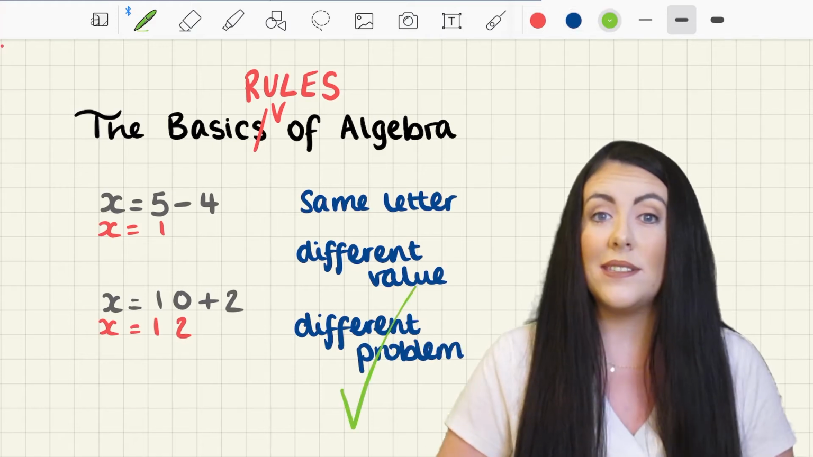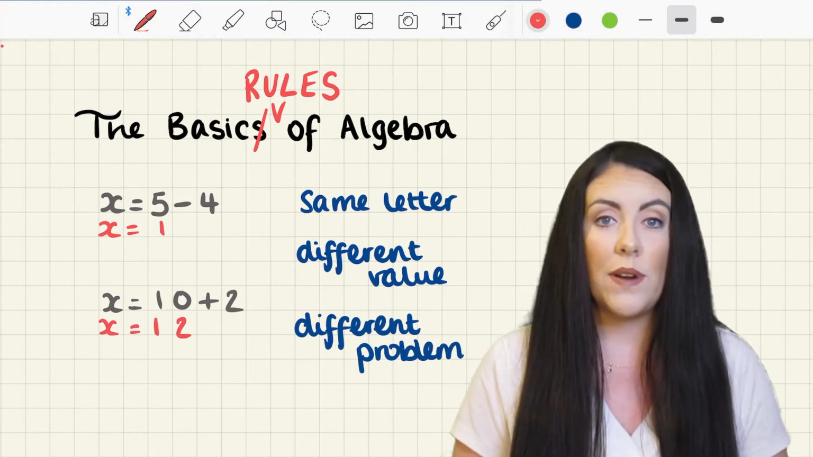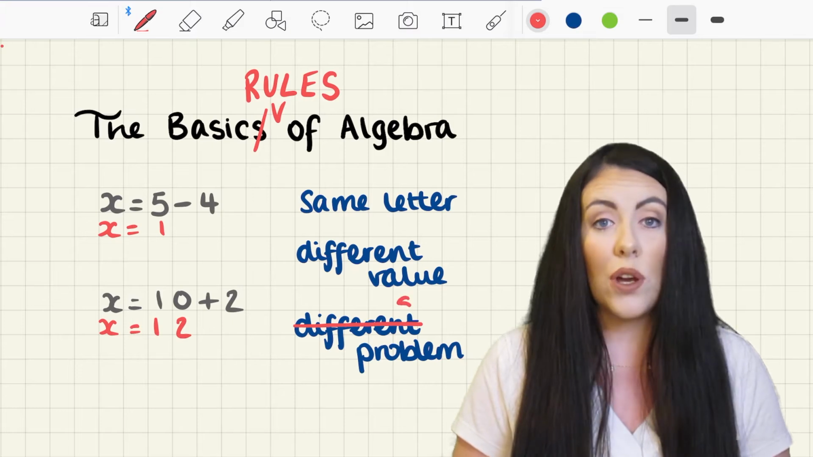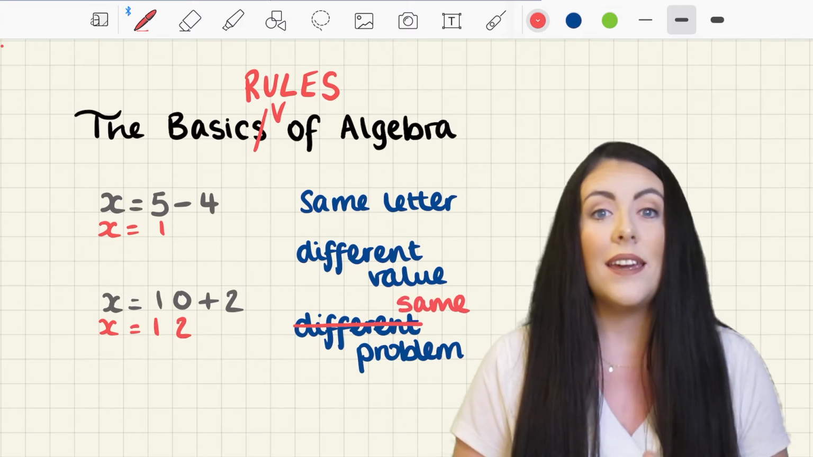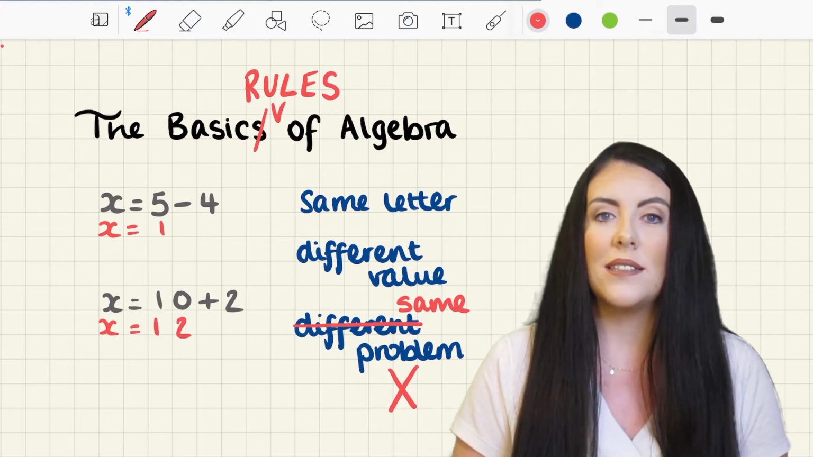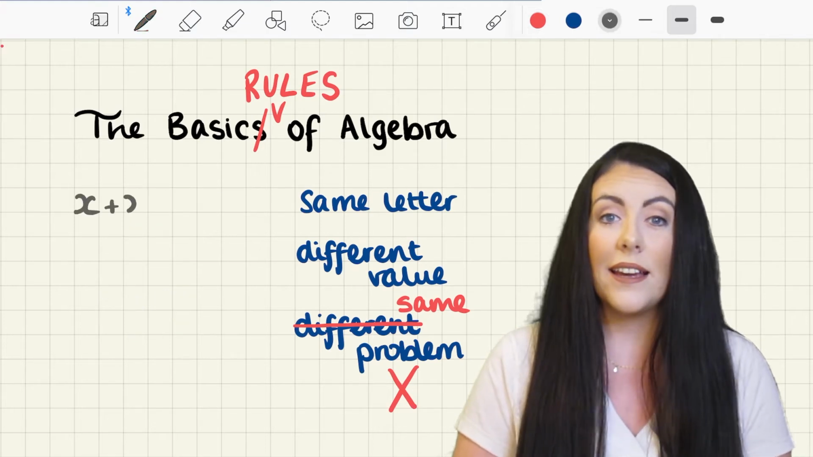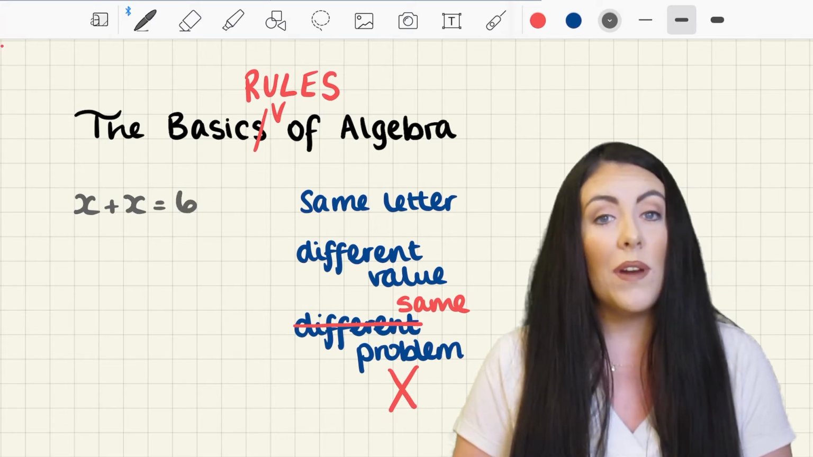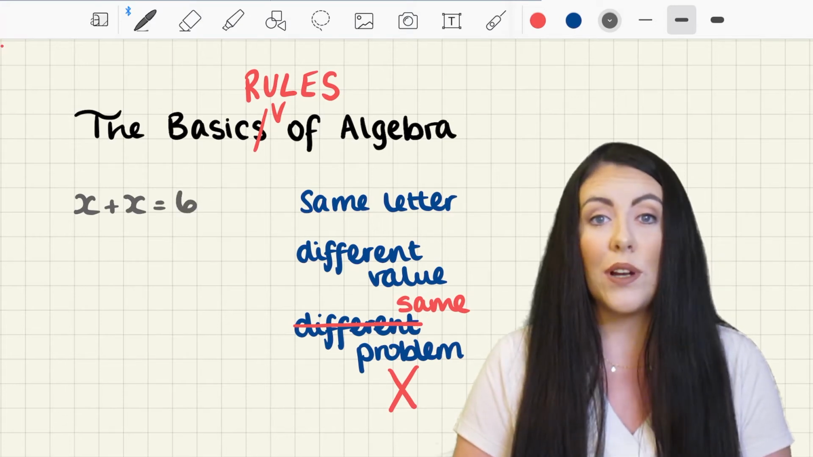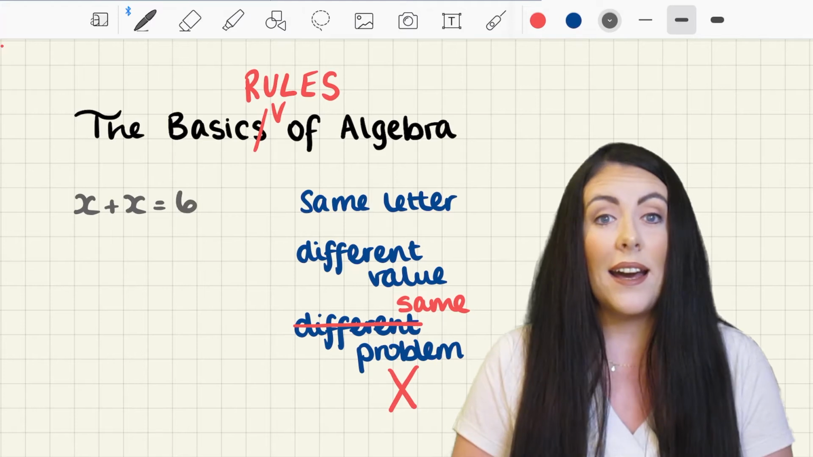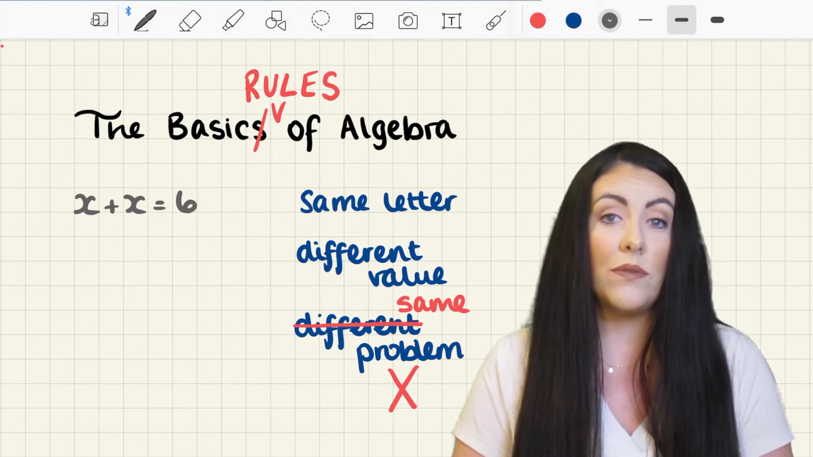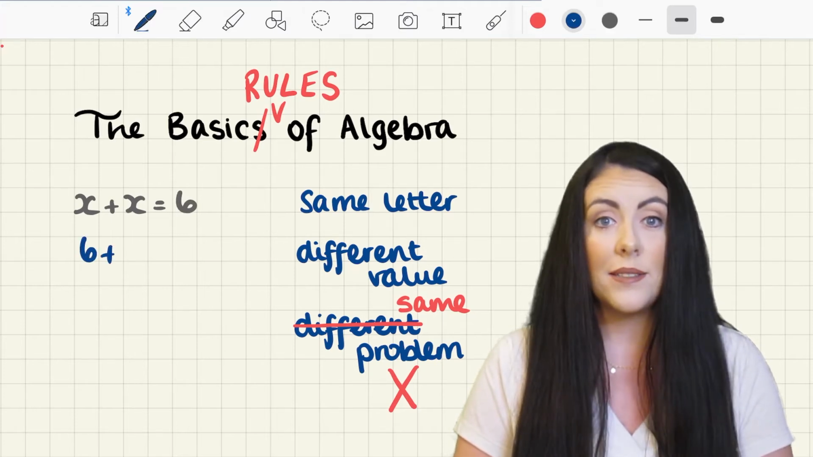While it's okay that the same letter be used in different problems to represent different values, it's not okay to have the same letter in the same problem representing different values. So for example, if I had x add x equals 6. With algebra, my task is to figure out the unknown values. And in this equation, I've got two unknown values, the two x's.